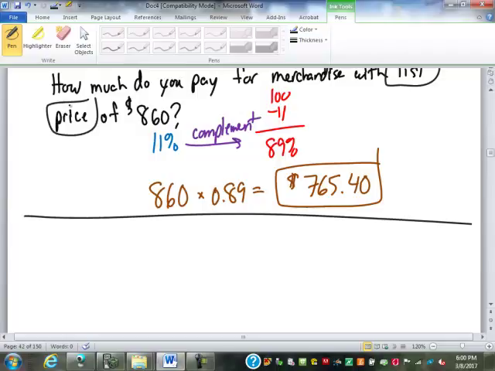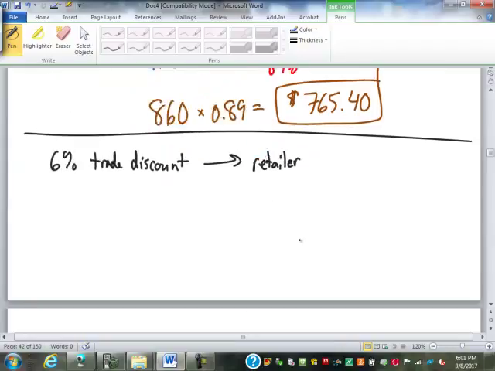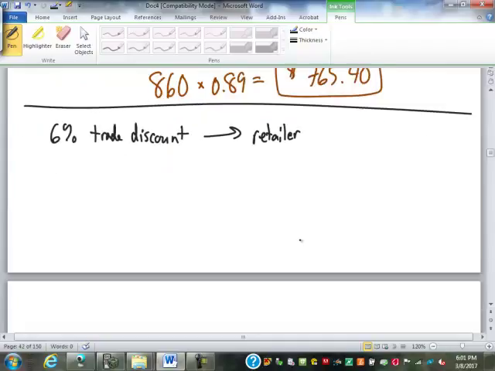Sometimes, rather than just increasing your percentage, they stack them. So let's say that you receive a standard 6% trade discount just for being a retailer. And let's say you met your sales incentives last quarter, so they're going to give you an additional 5% discount for an incentive.